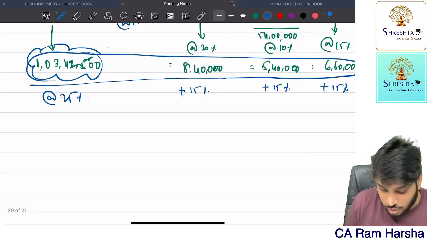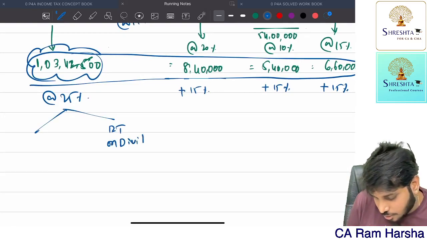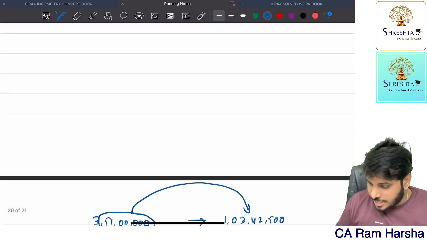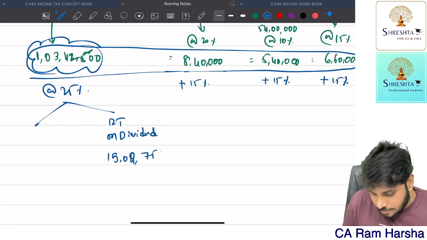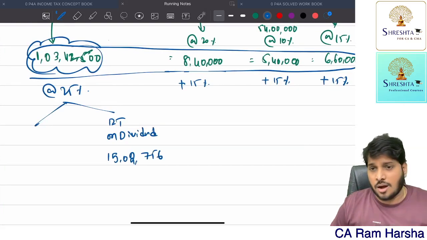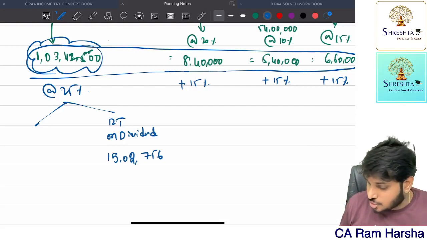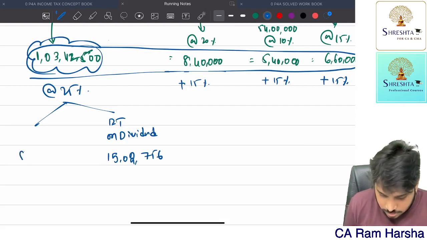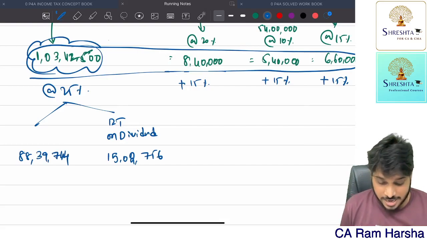What is the basic tax on the dividend? 15 lakh 2,756. Getting it? Whereas remaining basic tax is how much? Minus 15 lakh 2,756, remaining basic tax is 88 lakh 39,744. This is the remaining basic tax.